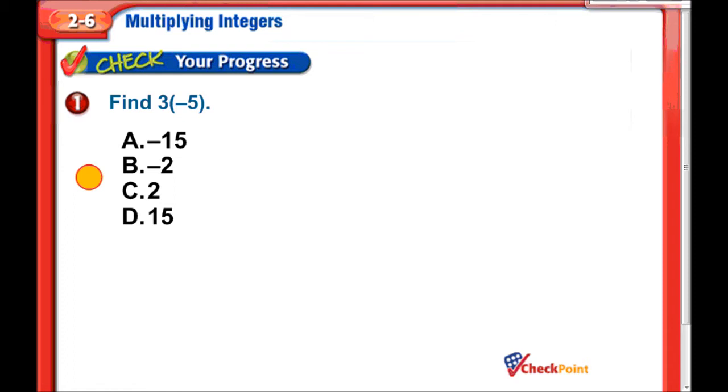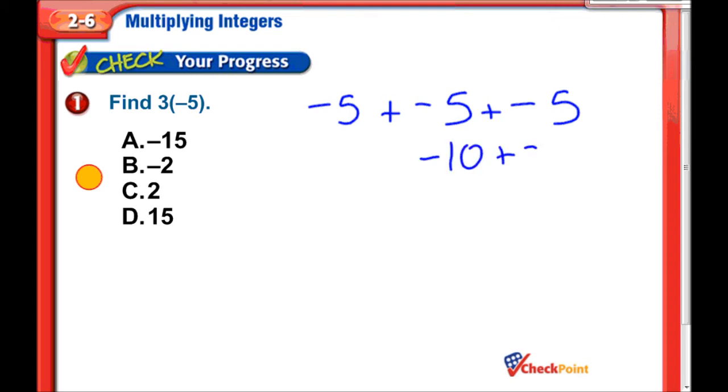So here's our first example. We have 3 times negative 5. Now again, if I were to really spread this out, what that means is that there are 3 negative 5's being added together. Well, negative 5 plus negative 5 is negative 10, plus another negative 5. Now we have negative 15.